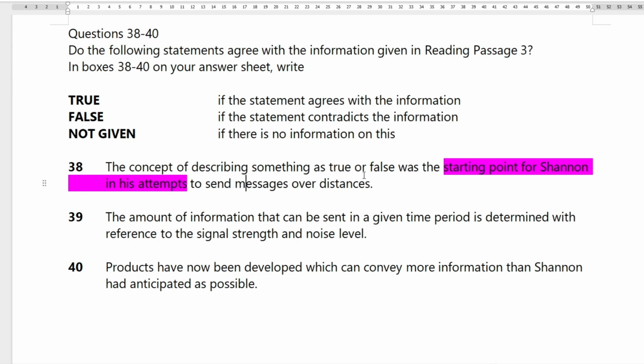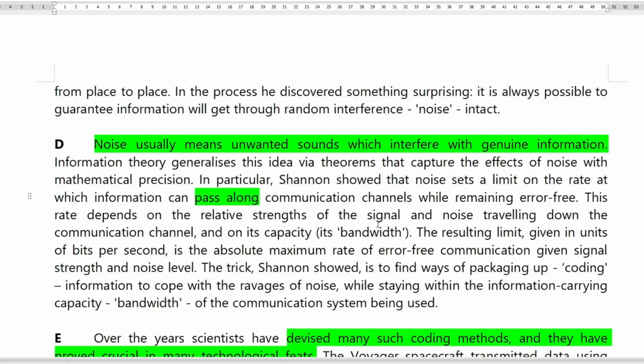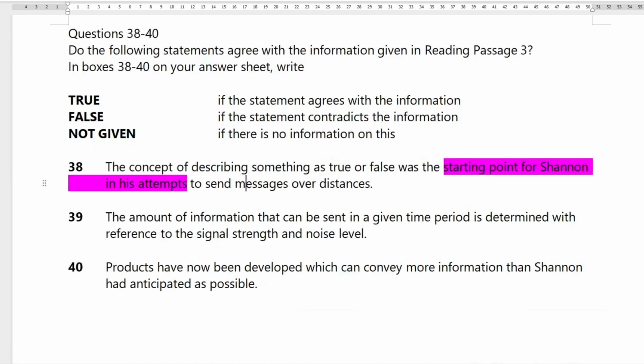The concept of describing something as true or false was the starting point for Shannon in his attempts to send messages over distances. Shannon showed that noise sets a limit on the rate at which information can pass along communication channels while remaining error-free. This rate depends on the relative strengths of the signal and noise traveling down the communication channel and on its capacity and its bandwidth. That's a really good one. To send messages over distances.